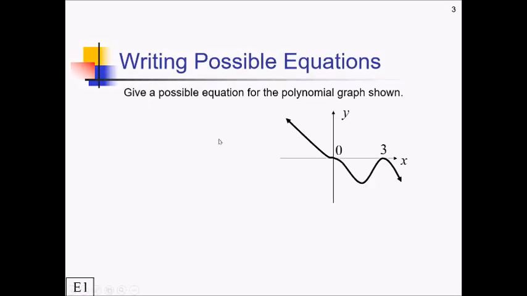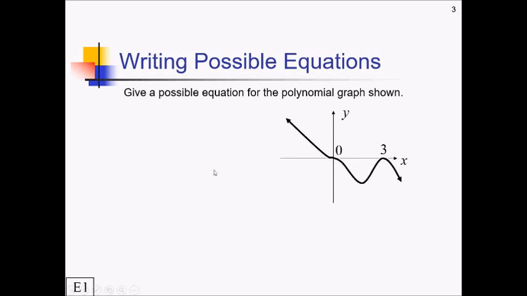In this example, they want us to give a possible equation for this polynomial graph shown. The reason they say possible equation is that there are actually an infinite number of functions that will give you the behavior of this graph: flattening through the origin, bouncing off of 3, and going infinitely up as you go to the left and down forever as you move to the right. But we're going to give one of those possible equations.